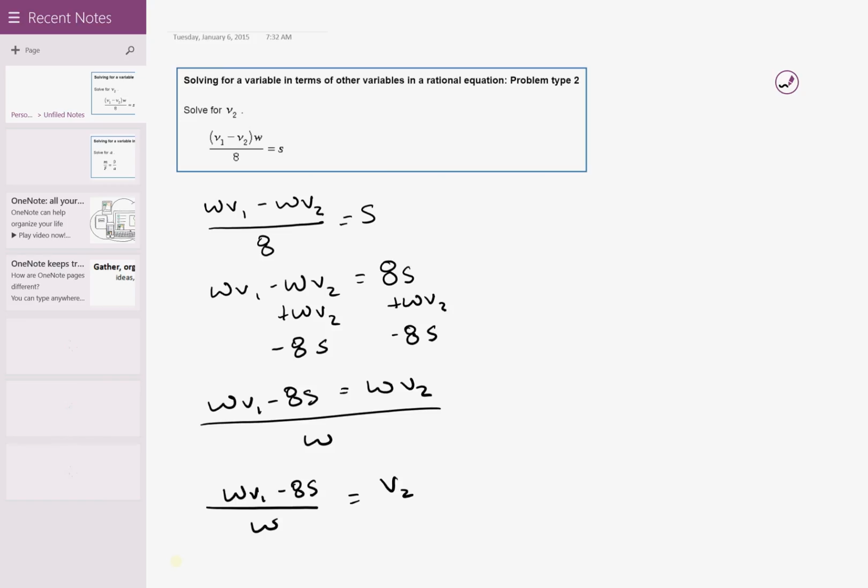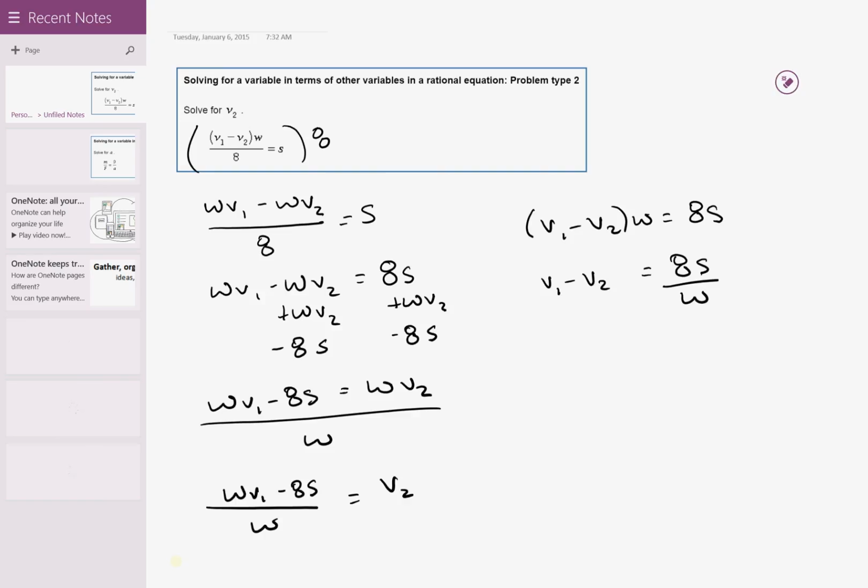The other way I can solve this is, as I like to do, get rid of the fraction first. And that leaves me with V1 minus V2. Be sure to use your parentheses, they count. Is equal to 8S. And divide both sides by W. Now that I've divided by W, the parentheses are no longer necessary, so they can just go away.